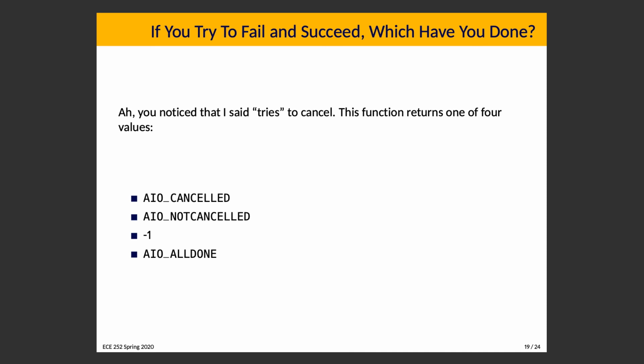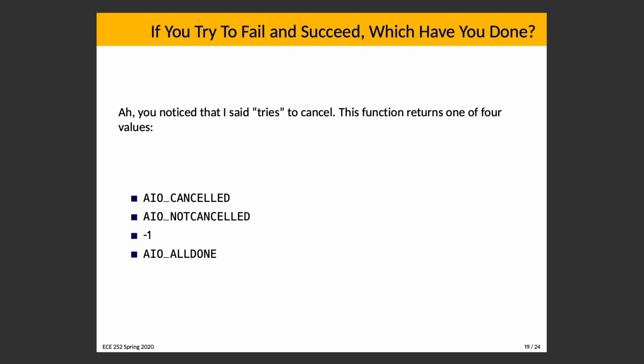AIO_NOTCANCELED. Well, that means at least one operation could not be canceled. So maybe none of them were canceled, maybe one was canceled and the rest were not. You don't get very specific information about which ones were canceled and which ones were not, and you might find that to be kind of frustrating. I think it's a little unclear, but that's the potential outcome that you get, which is unfortunate, but it is a limitation. -1: something went wrong during canceling, and you can find out exactly what by looking at the errno variable, as is typical.